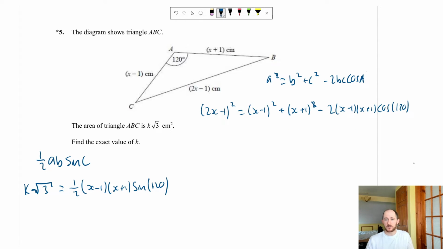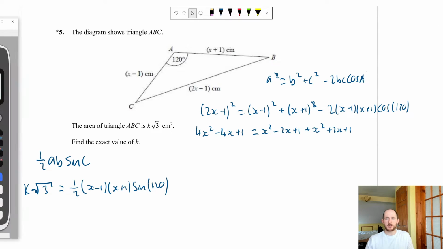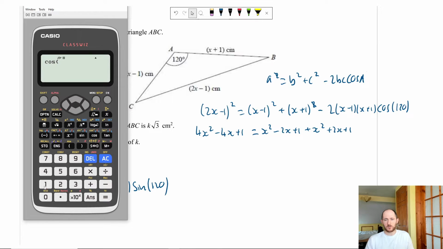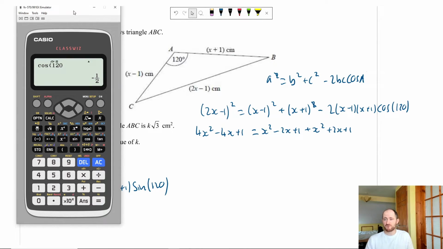So 2x minus 1 squared, that'd be 4x squared minus 4x plus 1 equals x squared minus 2x plus 1 plus x squared plus 2x plus 1. So again, you can already see that minus 2x and plus 2x are going to cancel. Okay, so the first thing we probably want to do is do cos 120. You're not supposed to know what cos 120 is, so don't worry about just using a calculator. It's negative a half. Okay?